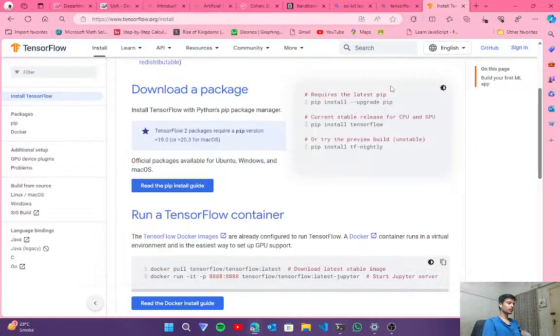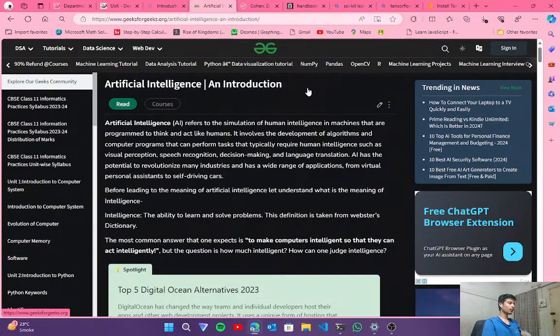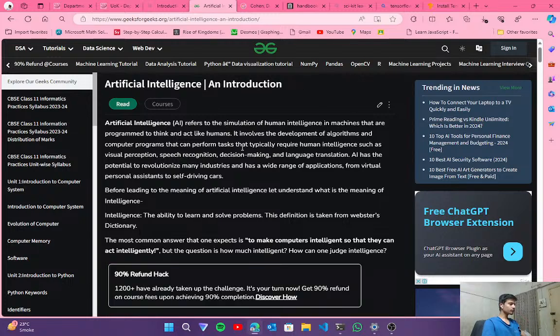Let's read a bit about the AI. And okay, so before that, clarifying, the language we will be using is Python, and the IDE we will be using will be either Google Colab or Jupyter Notebook. AI can perform tasks that typically require human intelligence, such as visual perception, speech recognition, decision making, and language translation.